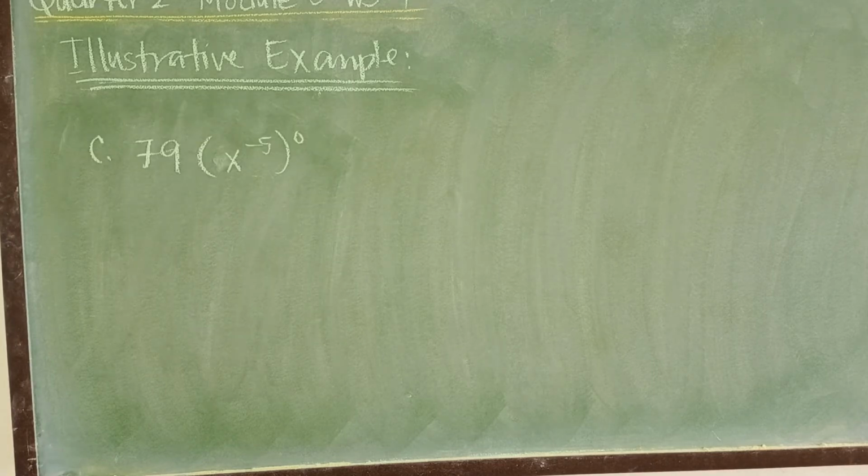So again, just a reminder, yung naka-parenthesis lang yung naka-raise sa 0, kaya hindi naging 1 din yung 79. So yung 0, para lang siya dun sa mga naka-parenthesis since dun siya nakatapat. So yung x raised to negative 5 raised to 0, yung x raised to negative 5 lang yung naka-raise sa 0 based dun sa may parenthesis.